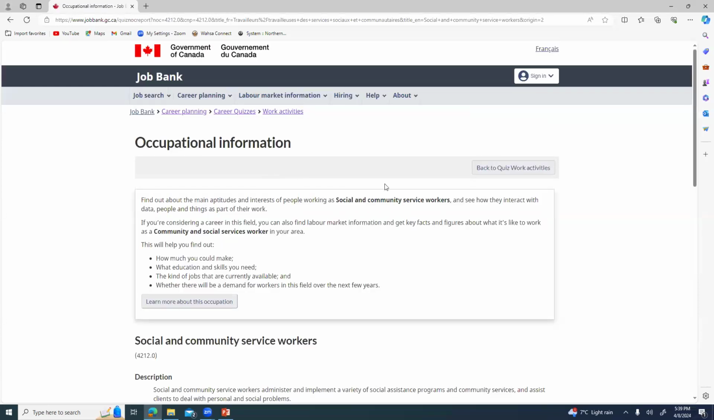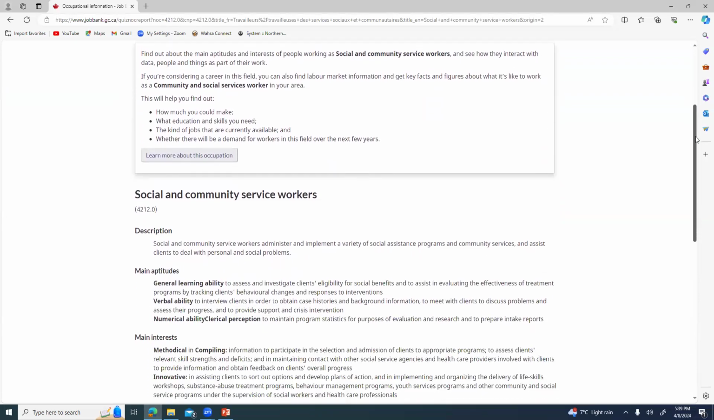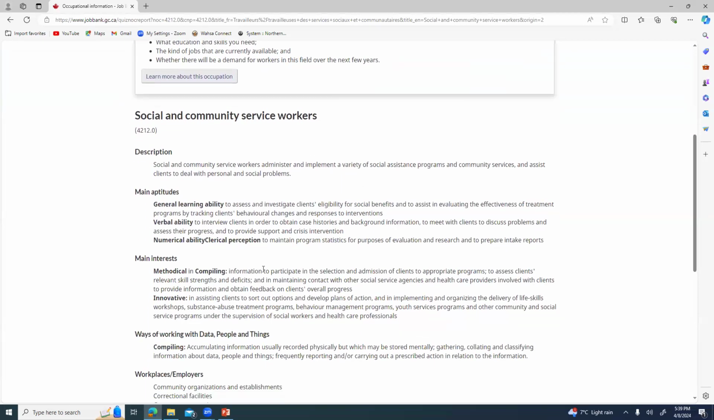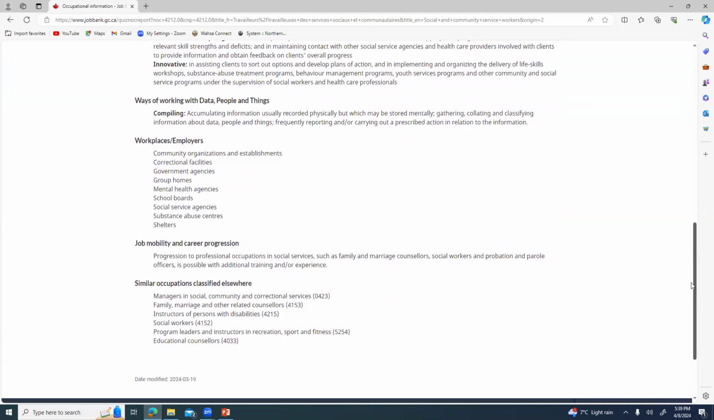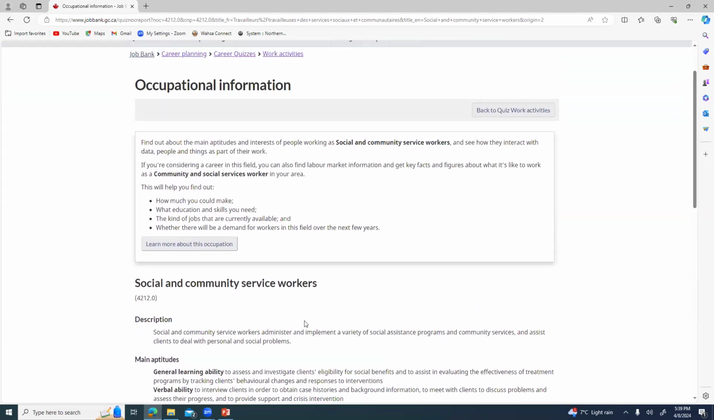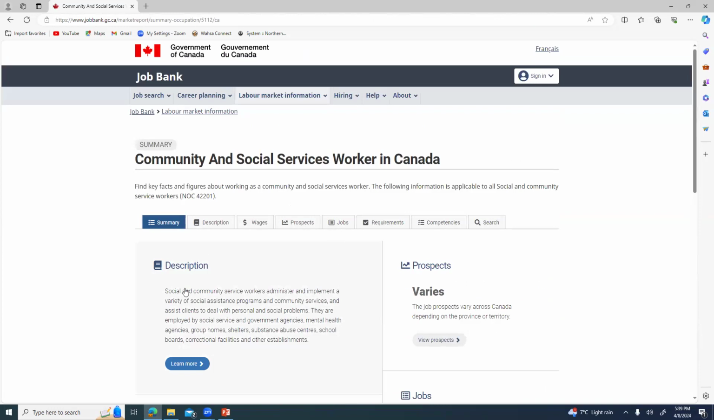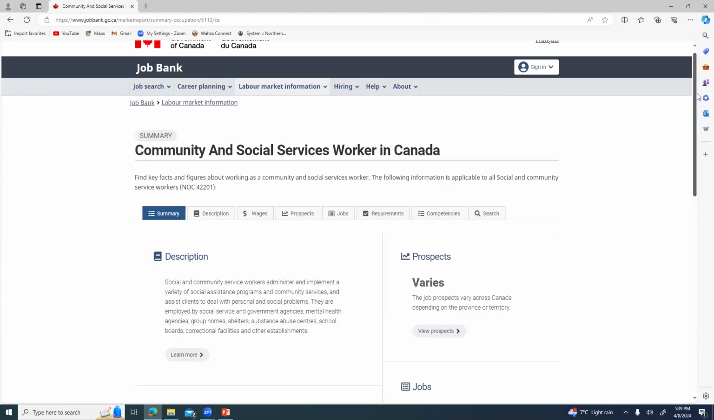Social and community service workers. Okay. So here I could look into this. I could look at the description, the aptitudes, the interests, the ways of working with people, and have an idea whether that's something I would be interested in. And I think, hang on a second. I'm going to click on this. Okay, yeah. Another little description.